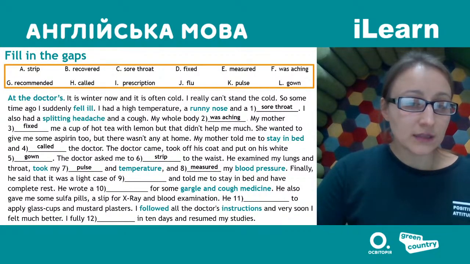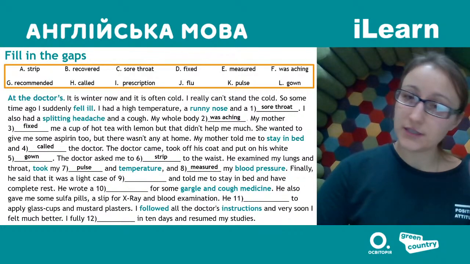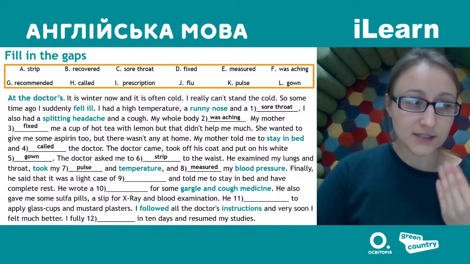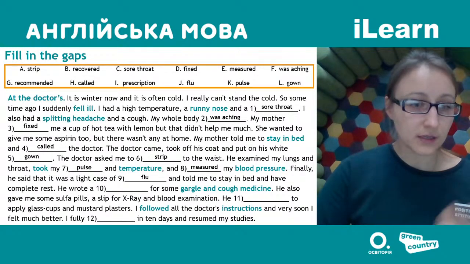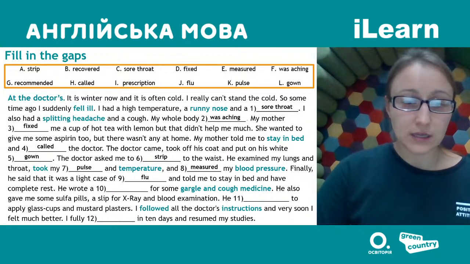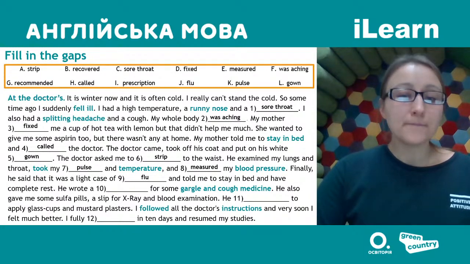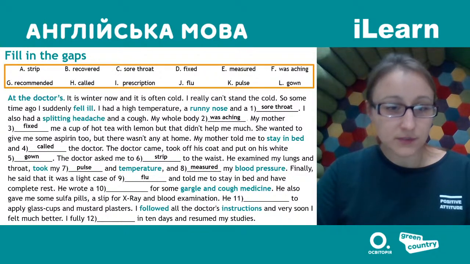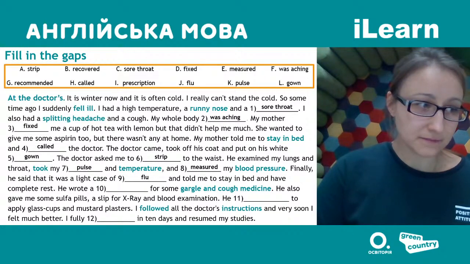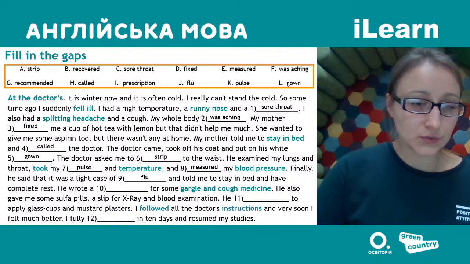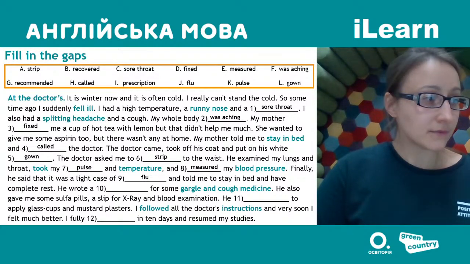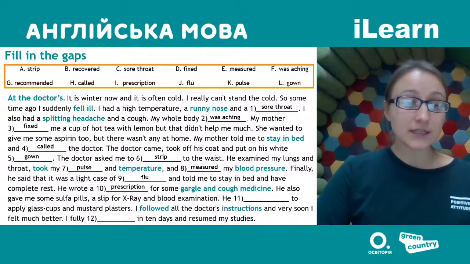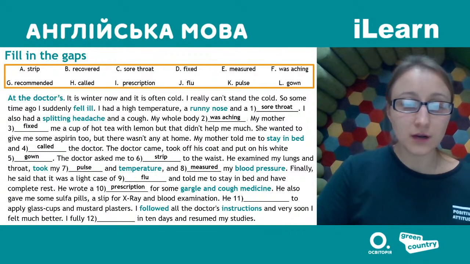Finally, he said that it was a light case of, and here we need some illness, I see, like, якесь захворювання тут потрібно, and we have only one variant that might be correct. Flu, грип. A light case of flu. Okay. He wrote for some gargle and cough medicine. So what could he write? He wrote that's right, a prescription, recept, a prescription for some gargle and cough medicine.